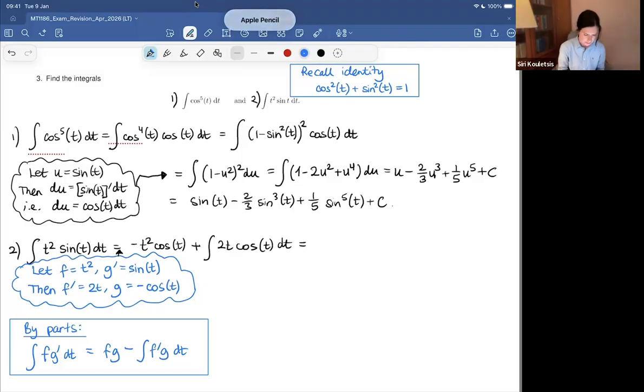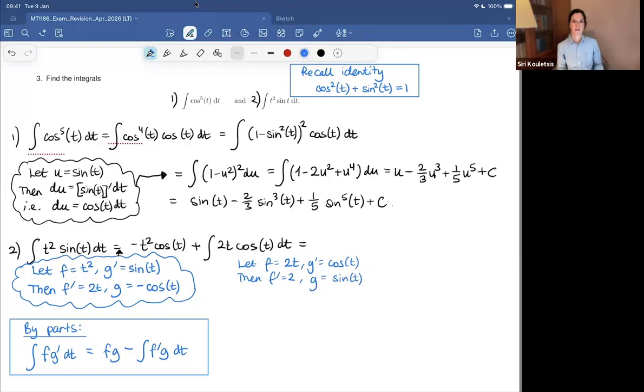So let's have f equal 2t, g prime equal cosine t, then f prime equals 2 and g equals sine t. Since cosine integrated is sine, remember sine t differentiated is plus cosine t. And then we carry with us everything that we had in the first part.